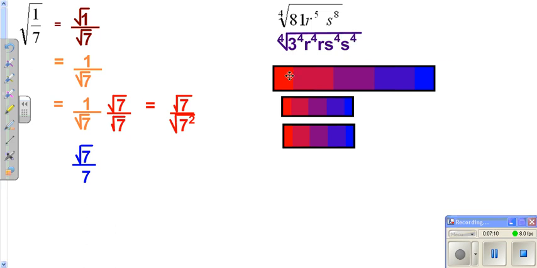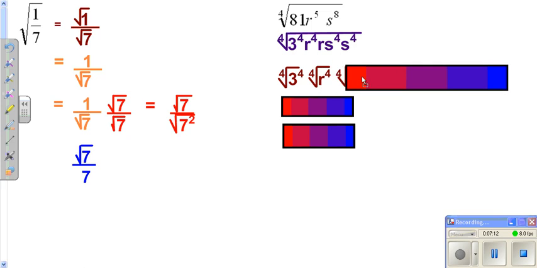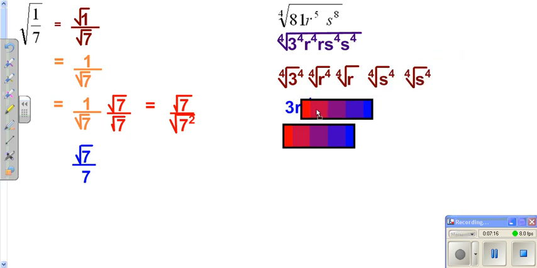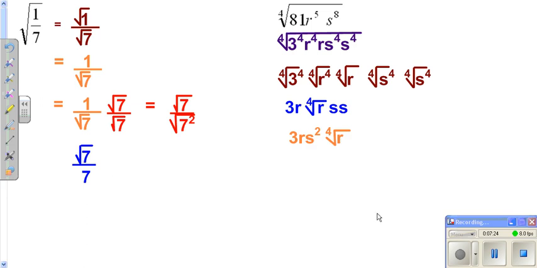So then you want to go ahead and simplify each part, applying your root to each part. You get a 3 there, an r to the 4th, 4th root of r you can't do anything with, an s and an s, which simplifies down to this here.